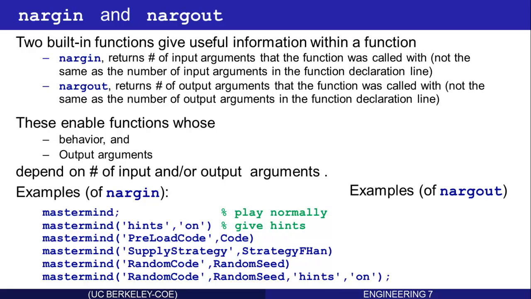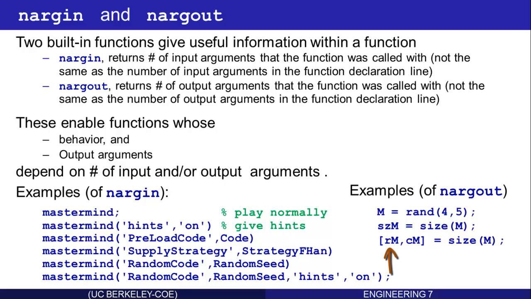For nargout, the most common one we've already seen is the size command. When we call it with one output argument, the size is returned as a 1 by 2 array. Here it would be the array 4, 5. But if we call it with two output arguments, then the row dimension is in the first output argument and the column dimension is returned separately in the second output argument. So those are some great examples of how nargin and nargout are used to affect the behavior of functions depending on the manner in which they're called.